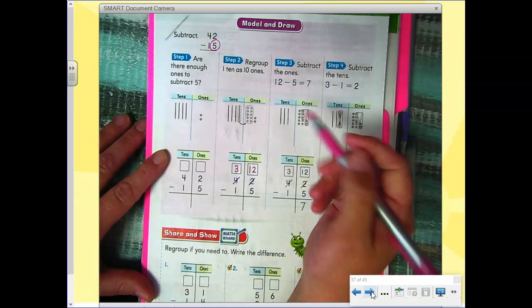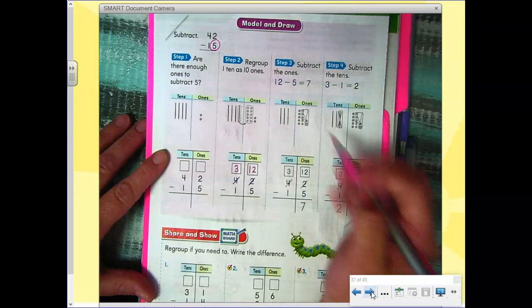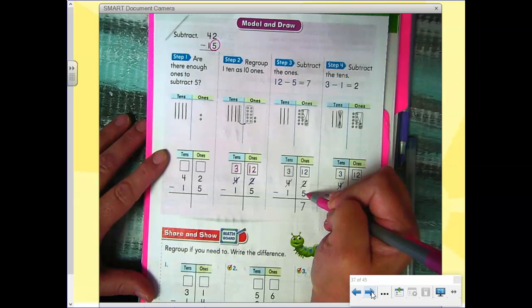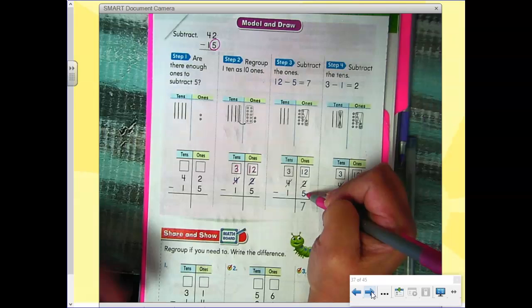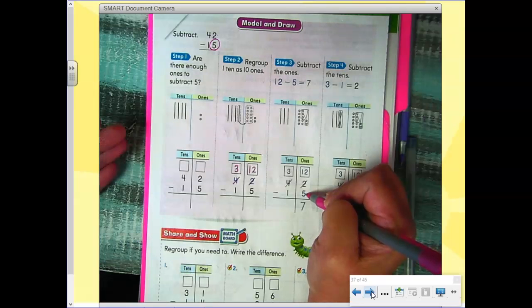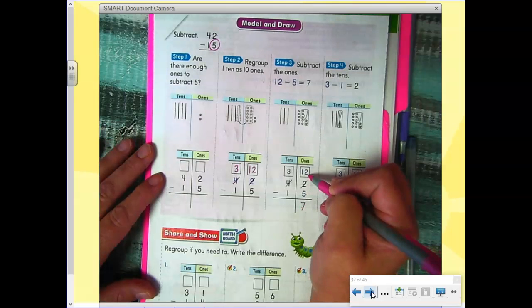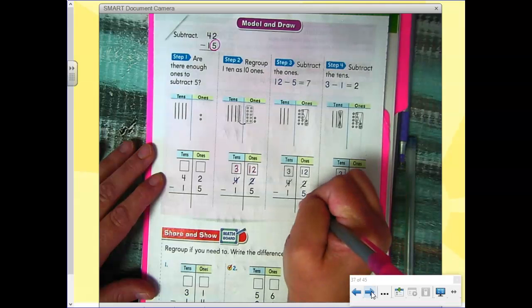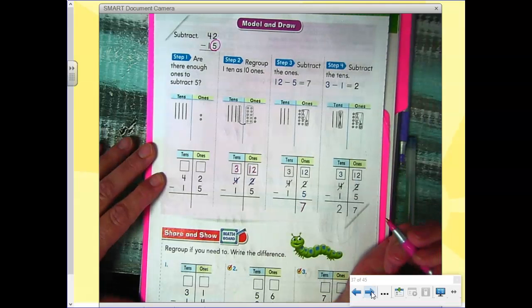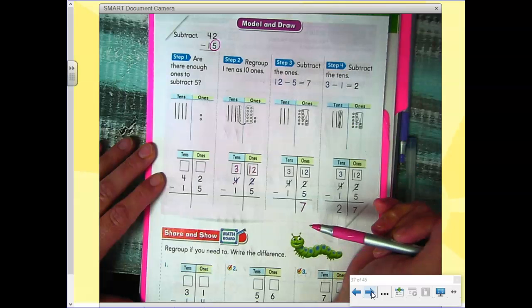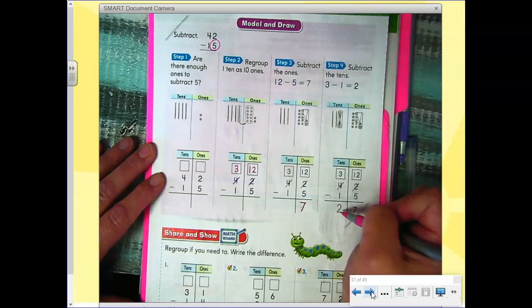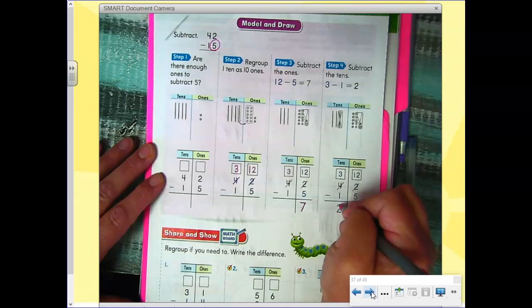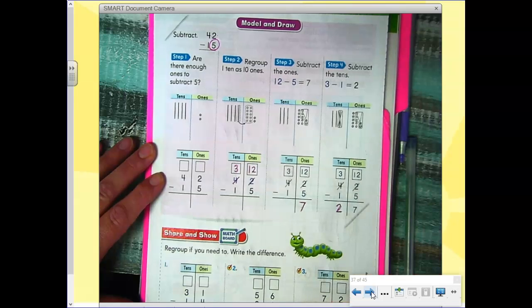Now, step 3 is actually subtracting your ones place. So 12 minus 5, you can use any type of strategy you want to. Remember, I said you can count back, you can count on, you can use your number line. Whatever strategy you use to help you subtract, just do it and get your answer. So 12 minus 5 equals 7. And then you'll move to your tens place. You have 3 tens minus 1 equals 2 tens. Then you would have your answer of 27.